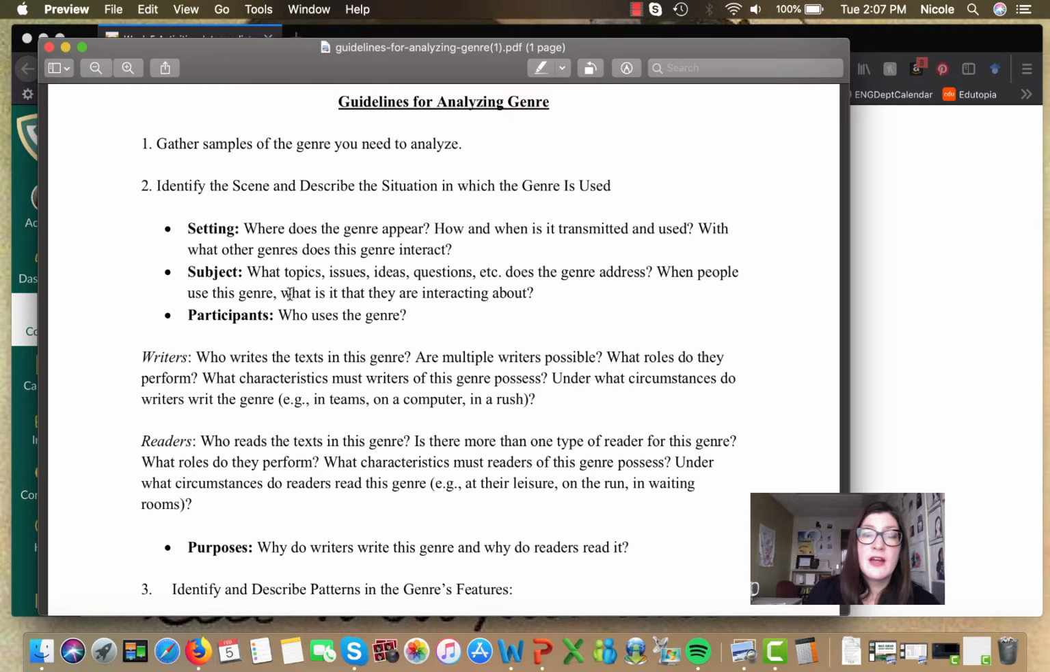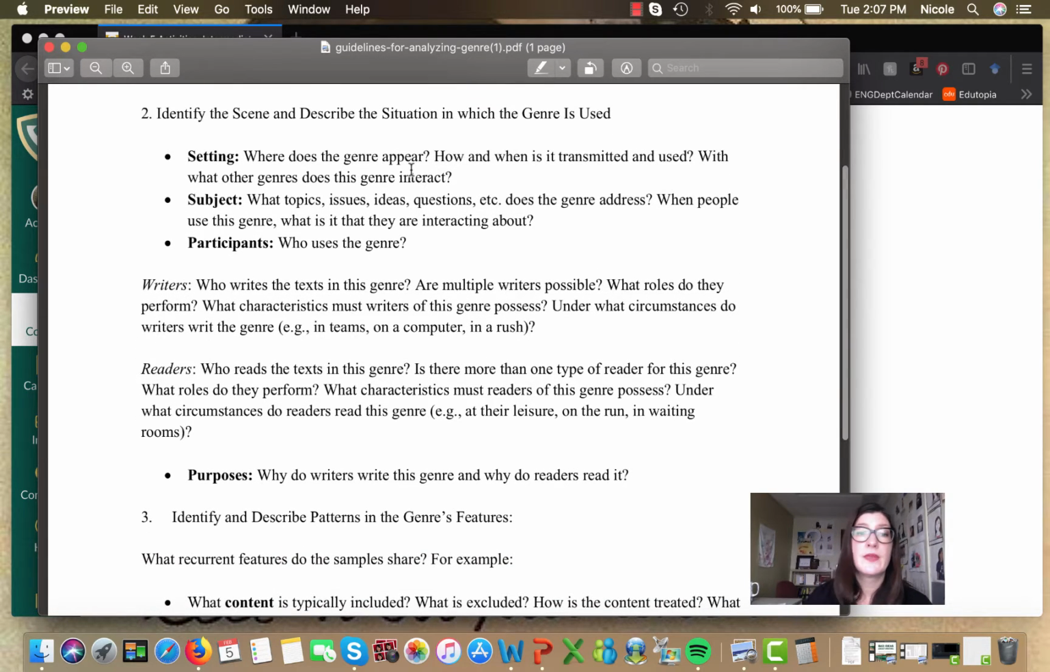So what we have here, guidelines for analyzing genres. Step one, gather samples. You guys have that. You have your article from your discourse community. You have one of my articles that I've given you from my discourse community. Now, step two, identify the scene and situation in which the genre is used. So this can be tricky because we don't always use these particular bits of Lexis. Really here we're wanting to look at the rhetorical situation of the genre. So when it says here, setting, where does the genre appear?